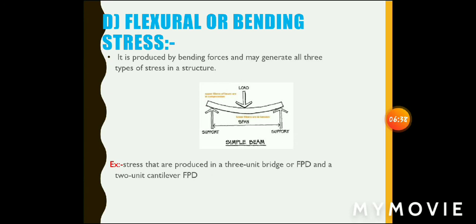Now coming to flexural or bending stress. These are called complex stresses because they are not a single type. There are two different types of stresses acting coaxially, and that is why it is called flexural or bending stress. The effect produced by bending forces may generate all three types of stresses in a structure. For example, if you take a simple beam and apply a load, it will cause bending of that beam. The best examples are a 3-unit bridge and a cantilever.